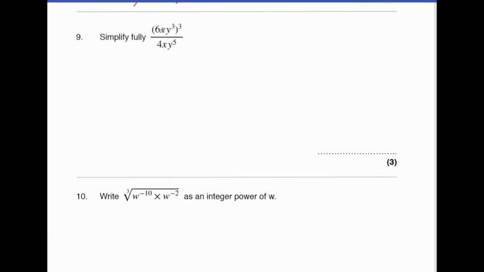We have (6xy³)³ all divided by 4xy⁵. Well, the top part we can write as 6 cubed, x cubed, and y cubed, because it's y to the power of 3, and that's also being cubed. And that's over 4x times y to the power of 5.